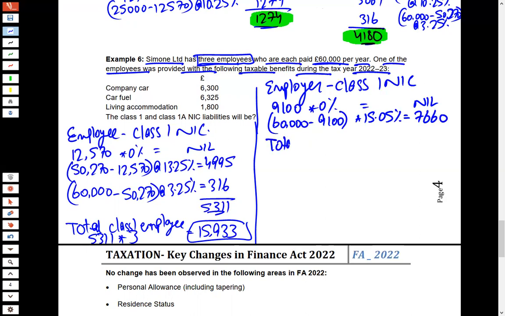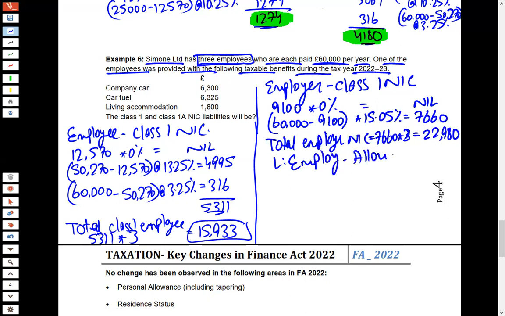Then the total employer NIC would be 7660 multiplied by 3, which would be 22980. From this, I deduct the employment allowance. Employment allowance is 5,000, as we noticed just a few moments ago. So the amount payable would be 17980.